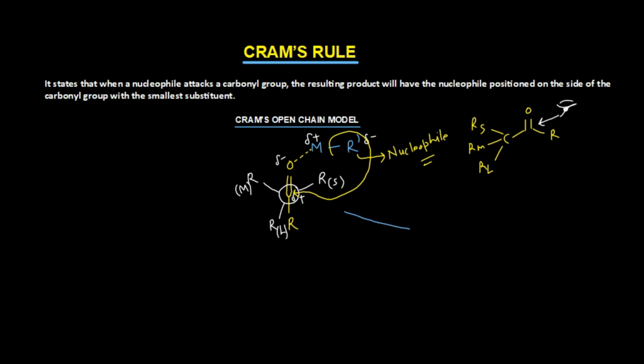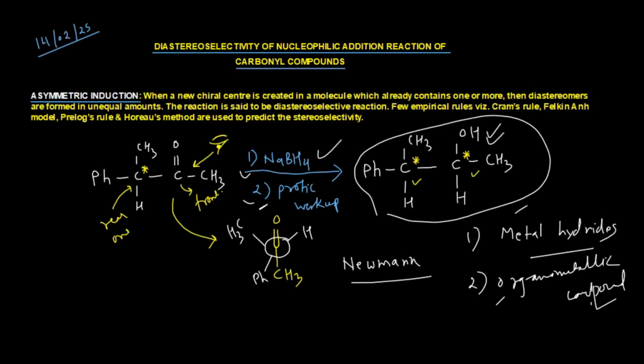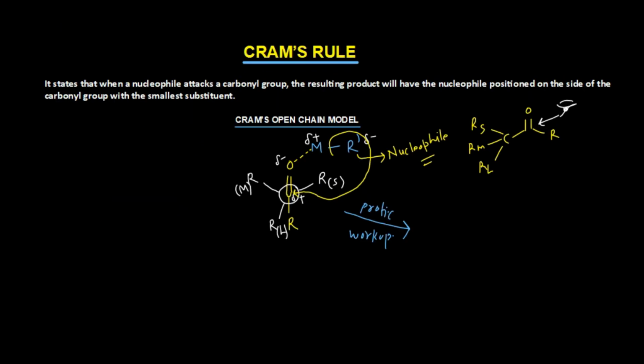You see. And after, you will also do the protic workup here, right? Protic workup. That means your end product would be the alcohol. If I go back, this oxygen will convert into the alcohol. Please remember, this oxygen will convert into the alcohol. So now, what product will you get here in that case? This would become OH. Okay, this would become alcohol.